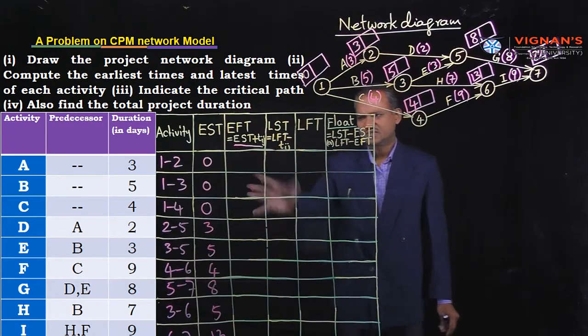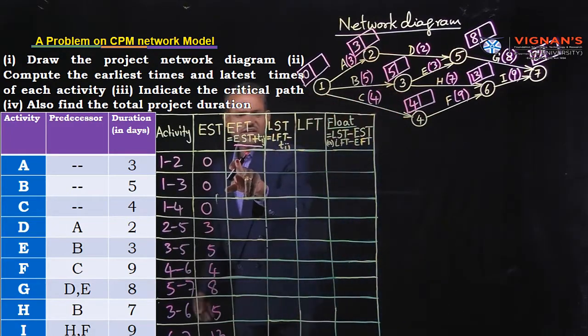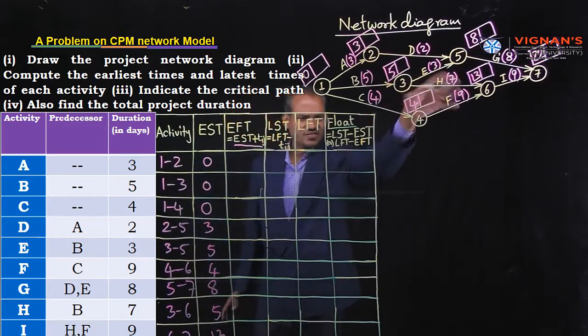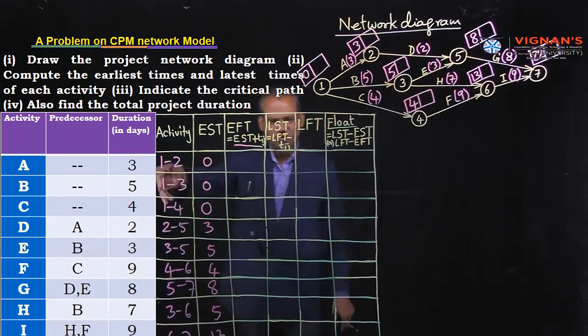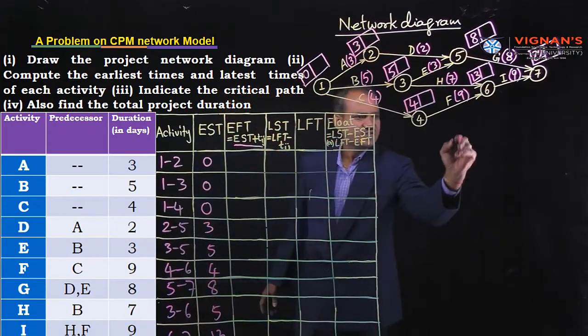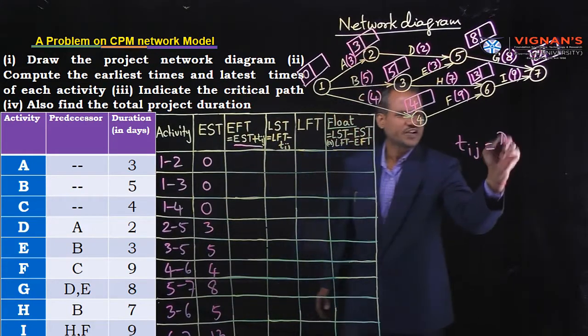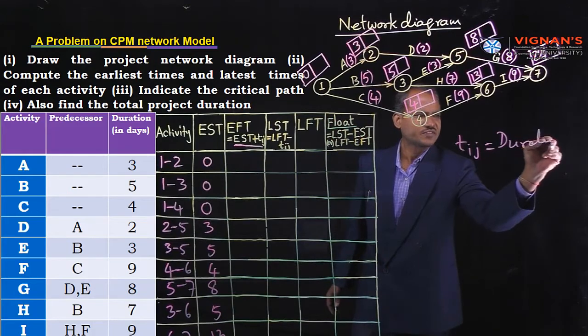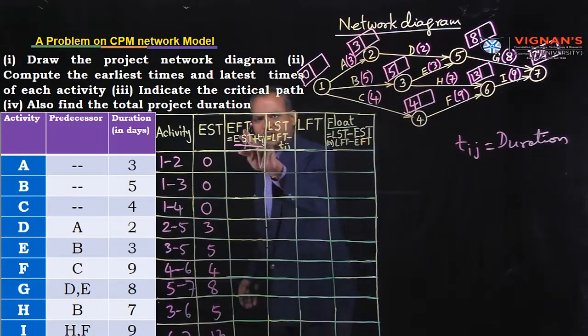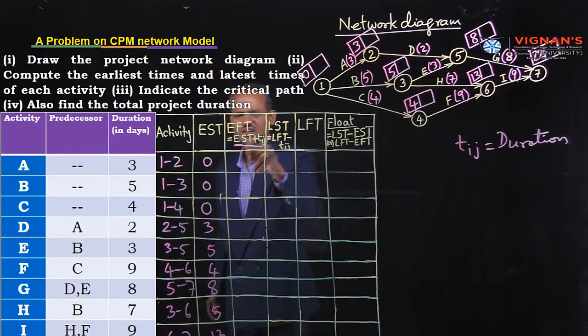EST values. Next, come to the EFT. It is dead easy. Don't see this network diagram. Just observe the duration of each activity. Already told, T A J means duration of activity. So blindly I have written the formula. EFT is equal to EST plus activity duration. This is the EST value.